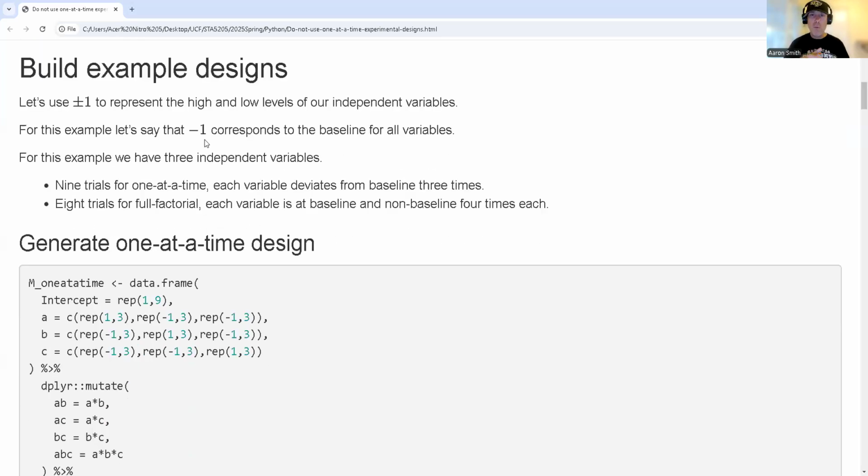Okay, so let's build some experimental designs for us to compare to see what's going on so that we can understand this. I'm not going to do a full rigorous proof on this, but you could definitely generalize this, and you could do pencil and paper mathematics to extend the arguments that I show you to a theoretical setting. All right, so I'm going to use plus or minus 1 to represent high and low levels of my independent variables. Why am I doing it this way?